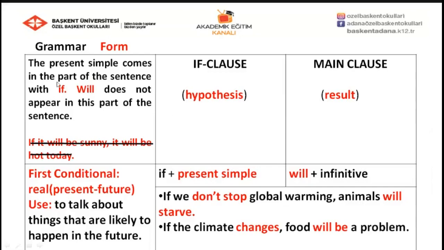The present simple comes in the part of the sentence with if. As you can see here, will does not appear in this part of the sentence. So we cannot say if it will be sunny. We have to say if we don't stop global warming, if the climate changes, food will be a problem. If you don't stop global warming, animals will starve. So the present simple comes in the part of the sentence with if. Will does not appear in this part of the sentence.